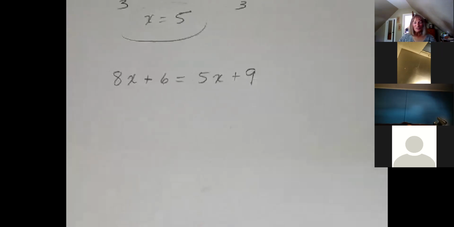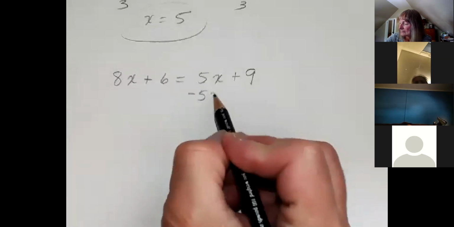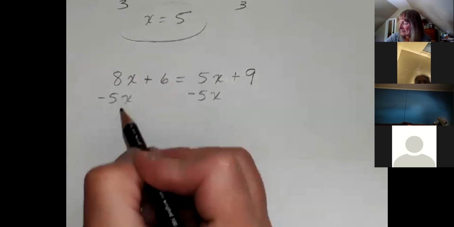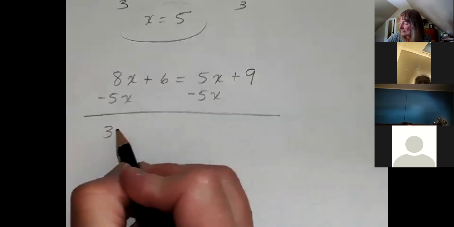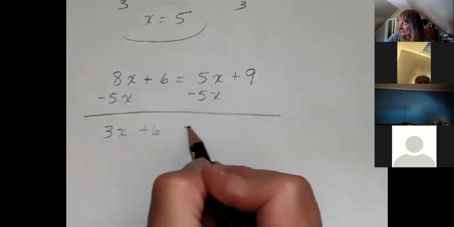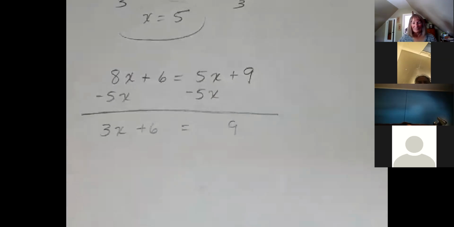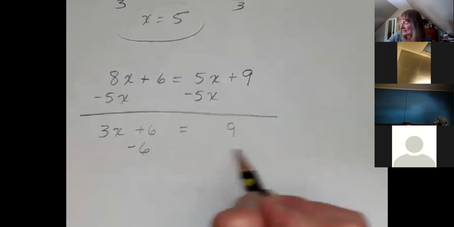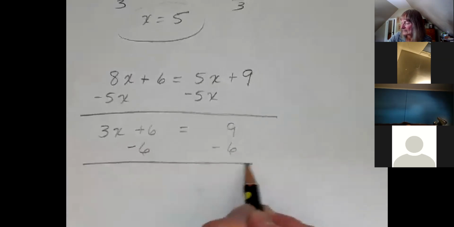Hey, what do we do first? Minus 5x from both sides. Then minus 6 from each side. 9. Oh, 6.